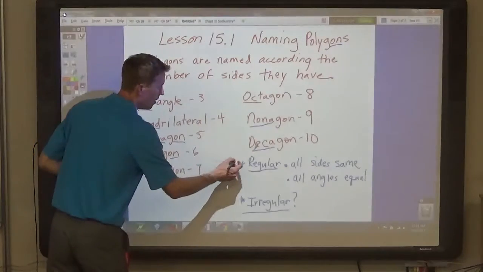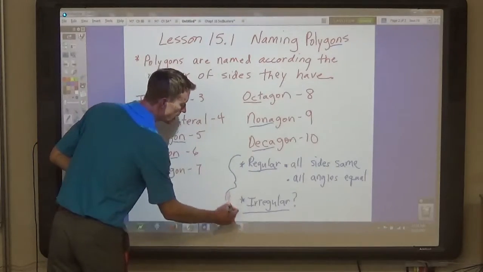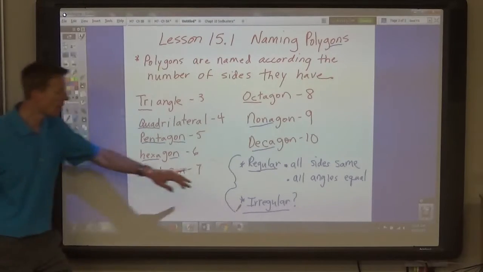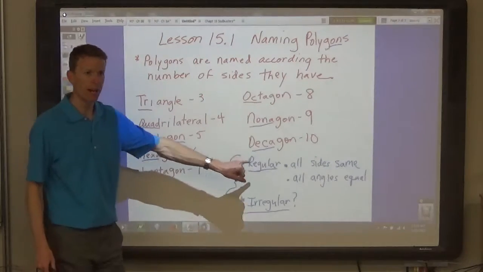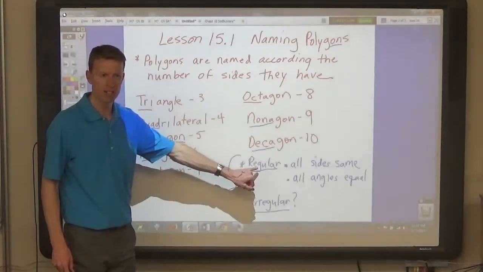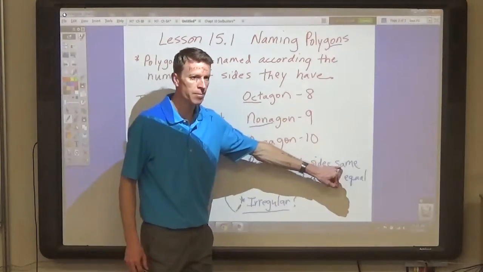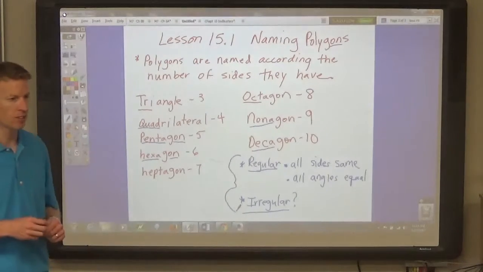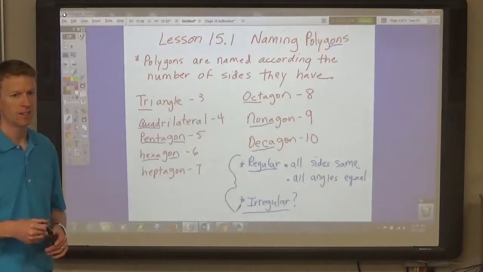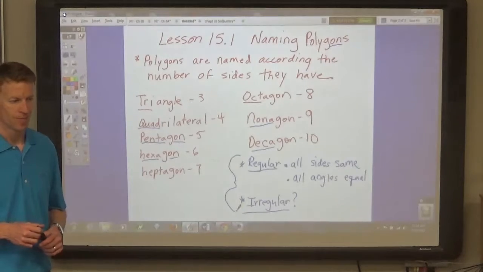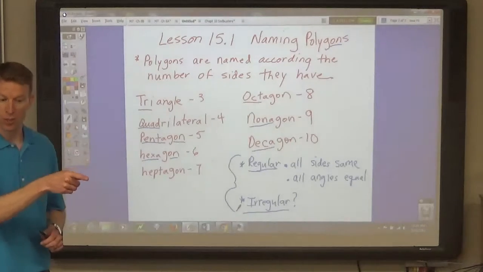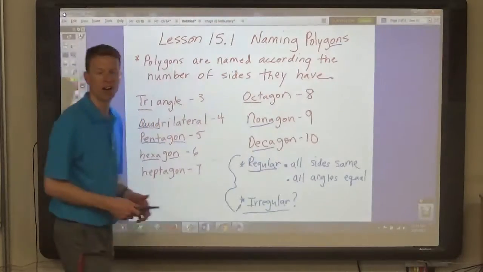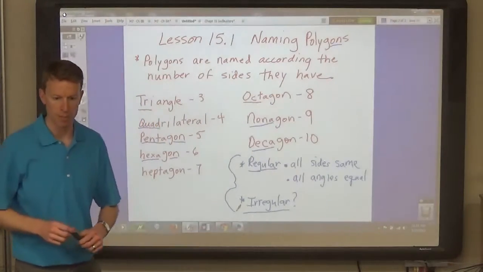Then, polygons are also classified into 2 types. This is how they are classified. They're either regular, which means that all the sides are the same length. All the sides are, what's the word that refers to that? Starts with a C. Congruent. All sides are congruent, and all angles are congruent. Means the same.